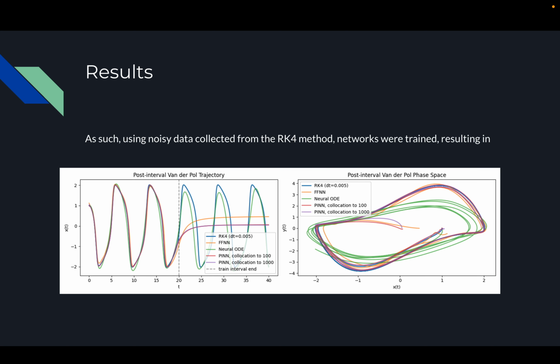Which brings me to my machine learning methods. Using the previously mentioned noisy data collected from the RK4 method, I trained these three methods and I got this result where all methods were capable of learning the oscillator reasonably well on the training interval, with the neural ODE doing the worst of all. But past that, only the neural ODE could still attempt to model the trajectory, the other two collapsing to zero, essentially, despite the various collocation point methods I ended up using.